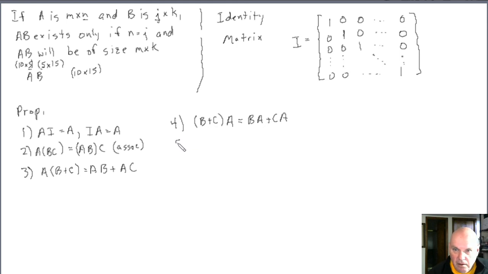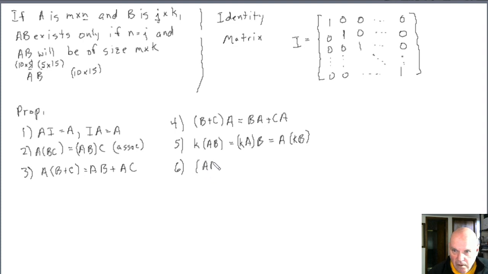And then the fifth property here is multiplication by a scalar. K times the matrix product AB, where K is a real number, is equal to KA times B, or A times KB. So we can do the product and multiply by K, or multiply any one of the individual matrices by K and then do the product.